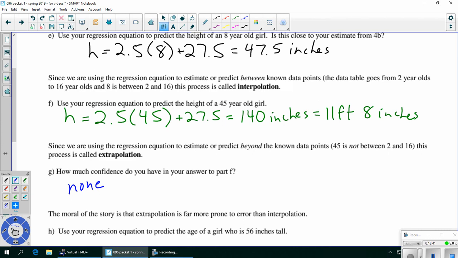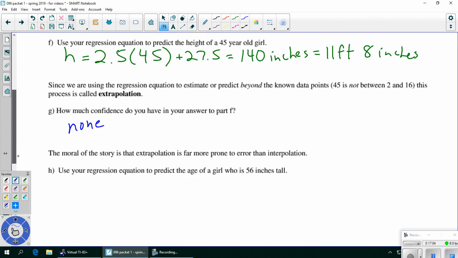Girls do not continue to grow at 2.5 inches forever. 2.5 inches is pretty close to the reality for ages 2 to 16, but at some point, girls stop growing. But our formula doesn't account for the fact that the girls stop growing. It just continues to give them 2.5 inches every year. And if you extrapolate to a 45-year-old girl, you get this absurd number.